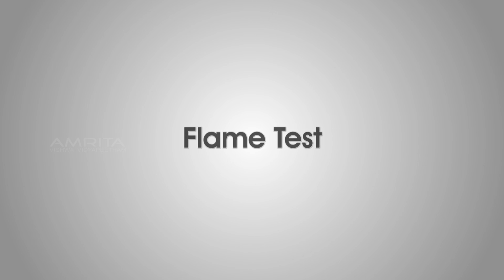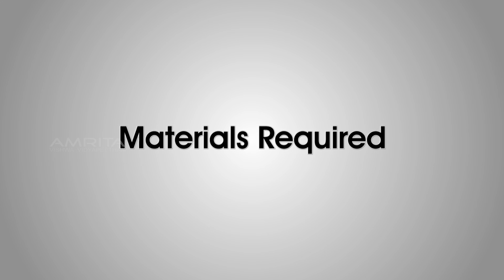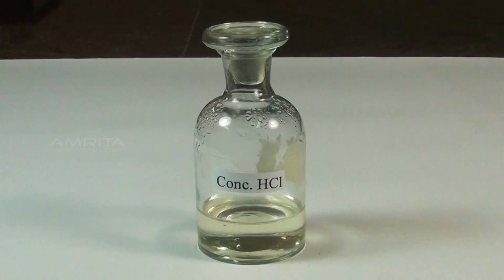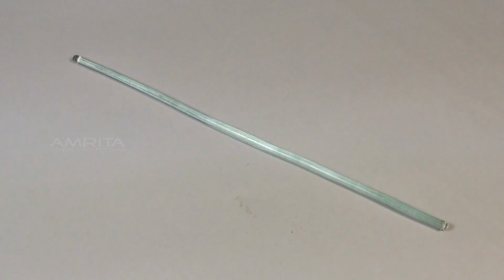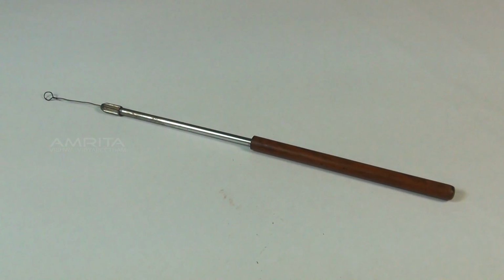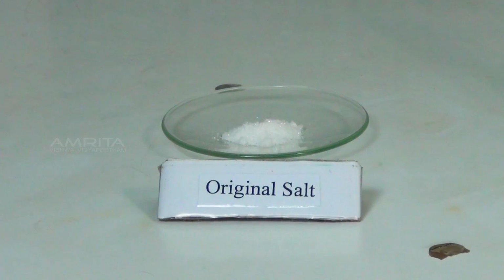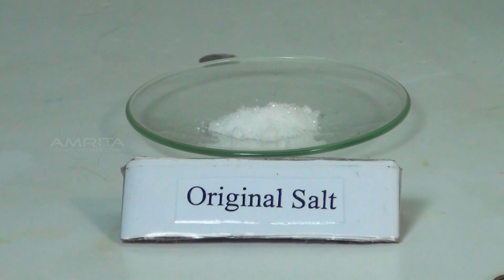Flame test. Materials required: original salt, concentrated hydrochloric acid, dropper, glass rod, platinum wire loop, and Bunsen burner. Procedure: take a small quantity of the salt in a watch glass.